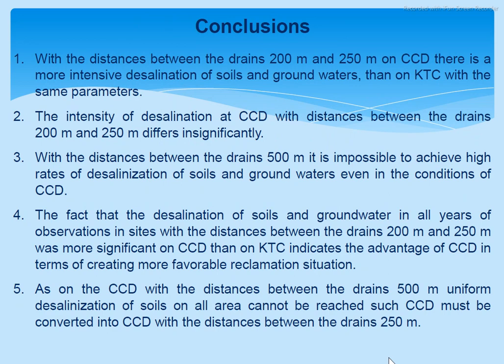As the main idea, the following was noted. Comparing cart check with drainage and Krasnodar-type with the same parameters, a better desalinization effect can be achieved at the cart check with drainage. But in the case of a distance between the drains of 400 meters, it is impossible to achieve high rates of soil and groundwater desalinization, even at a cart check with drainage. Therefore, such cart check with drainage should be reconstructed to cart check with drainage with a distance between drains of 250 meters.